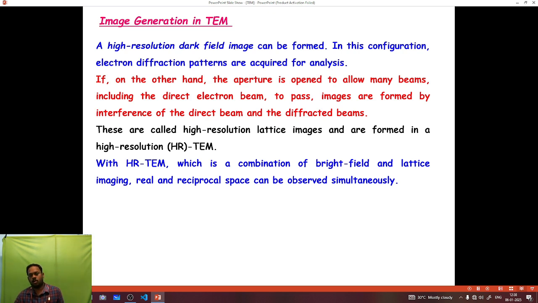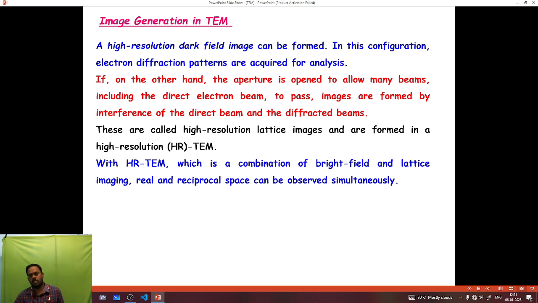On the other hand, we can allow all the beams which are coming from the electron gun, including the transmitted electrons, elastically scattered and inelastically scattered electrons, and the direct electron beam. These will form another type of image, which will show you the lattice fringes of the sample, and which will give you the idea about the interspacing between the two atomic layers. These are called high resolution lattice images or lattice fringes. We usually call it the fringe patterns of the sample.